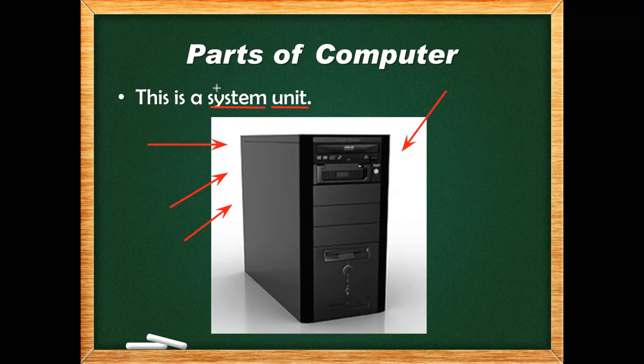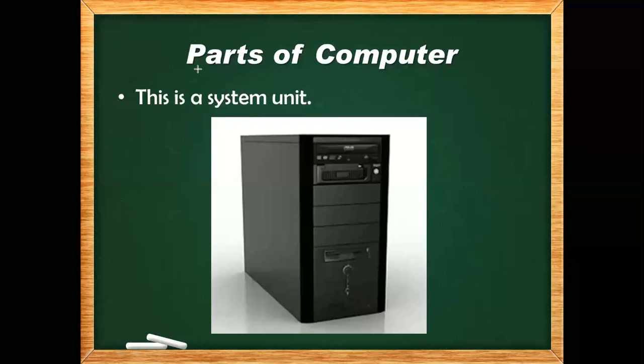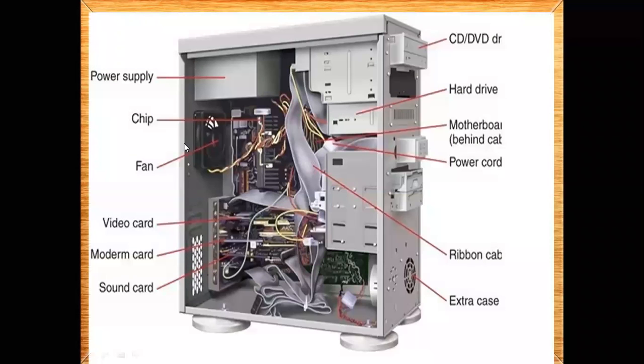Let me clear the screen. So the first line of page number 23 is saying this is a system unit. Why do we call it a system unit? This picture is not in your book. I added this picture just to show you there are so many things in it. There is a fan, there are some wires, there are so many things inside the system unit. So a system unit is not one thing.